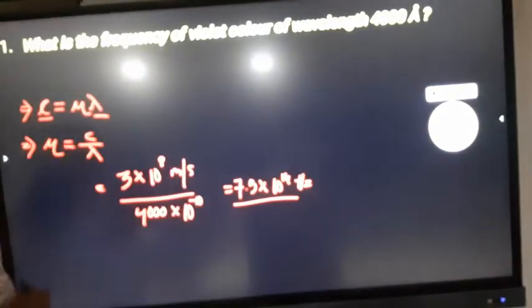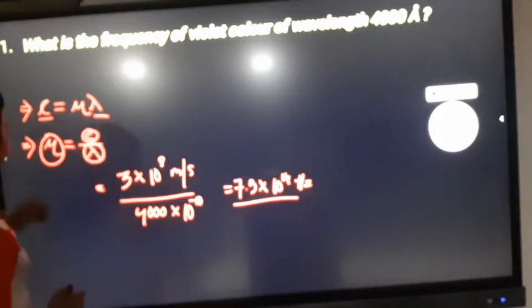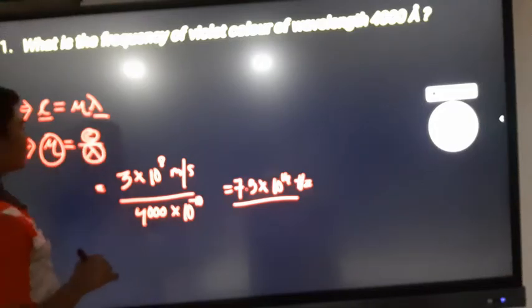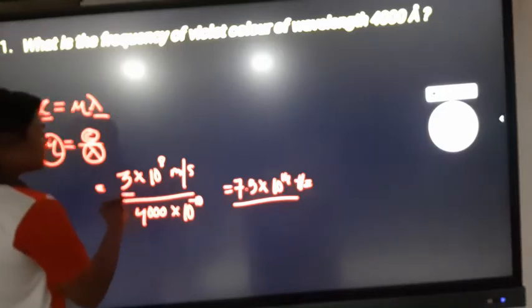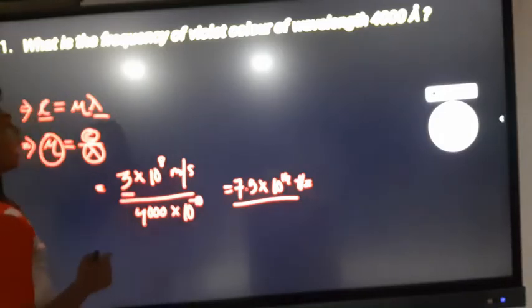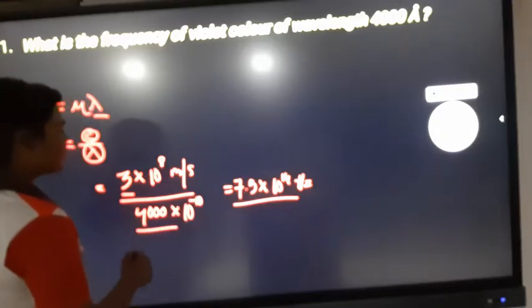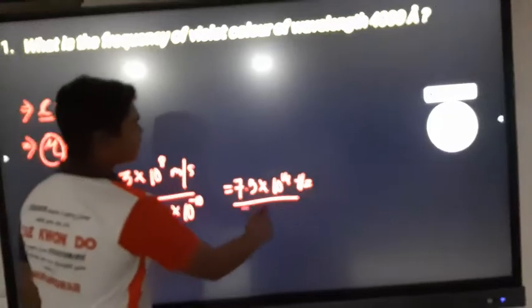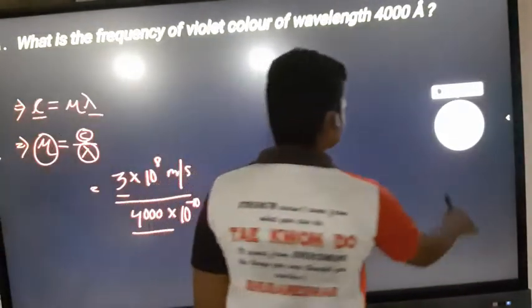Again I am explaining: it is asking for the frequency of violet color. Frequency means mu, the speed of light is C, and the wavelength is lambda. So mu equals C by lambda, the speed of light by the wavelength. The speed of light is 3 into 10 power 8 meter per second, and the wavelength is 4000 Armstrong, which is 10 power minus 10 meter. After calculation we get 7.5 into 10 power 14 hertz. Let us see the next question.